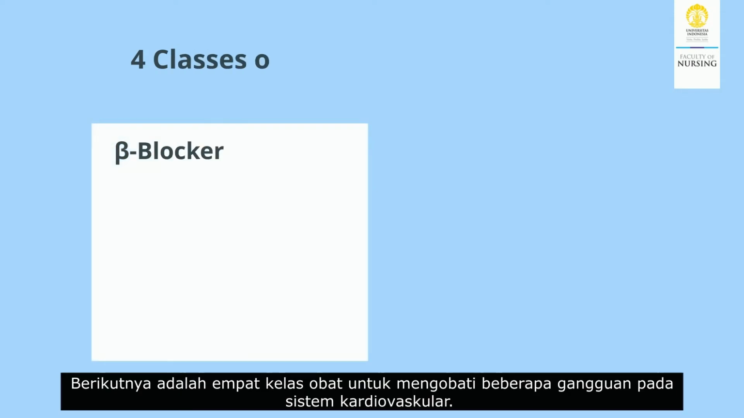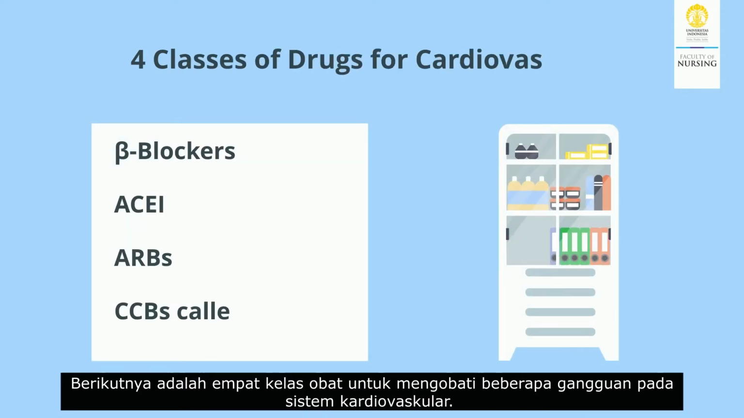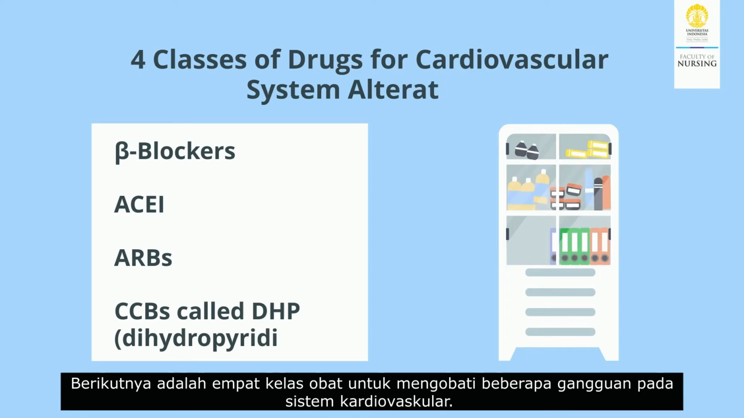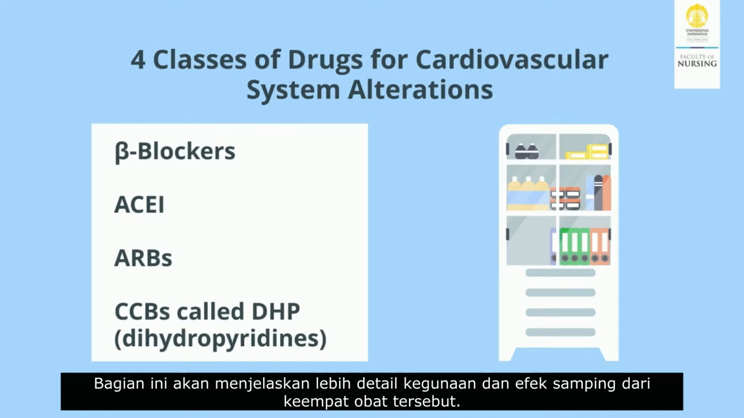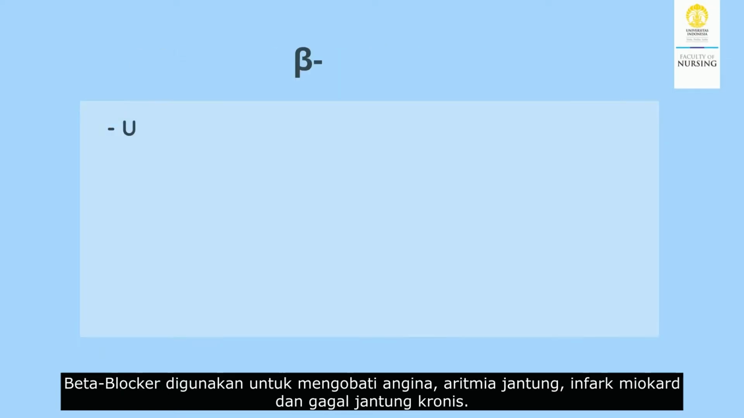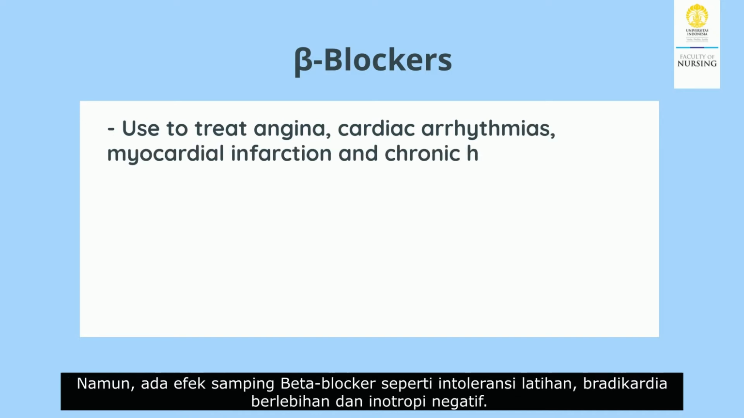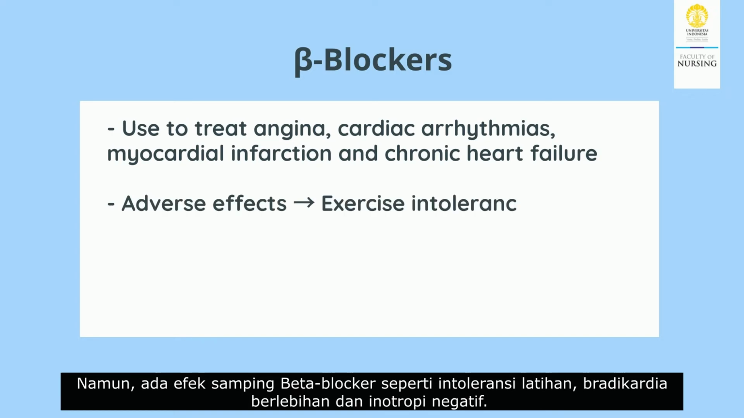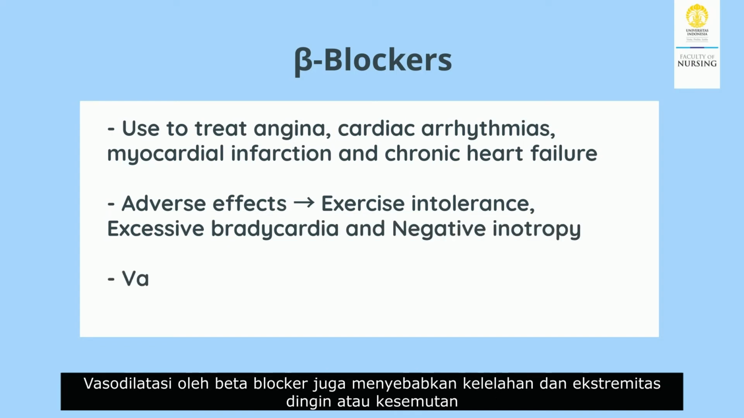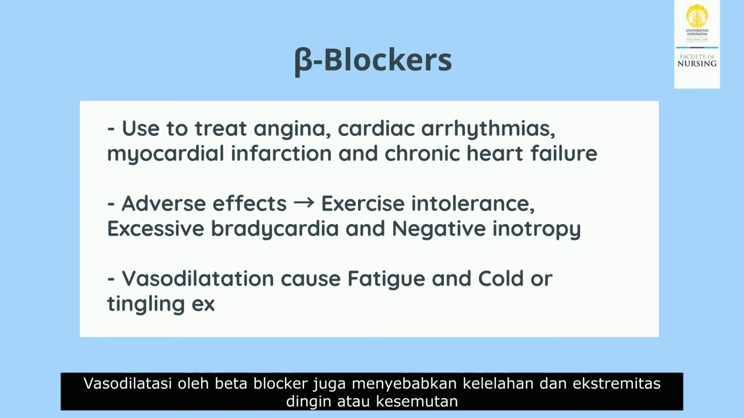The next are four classes of drugs for treating multiple disorders of the cardiovascular system. The sections will explain in more detail the uses and side effects of these four drugs. Beta blockers are used to treat angina, cardiac arrhythmias, myocardial infarction, and chronic heart failure. However, there are adverse effects of beta blockers such as exercise intolerance, excessive bradycardia, and negative inotropy. Vasodilatations by beta blocker also cause fatigue and cold or tingling extremities.